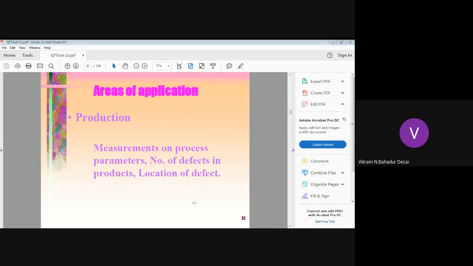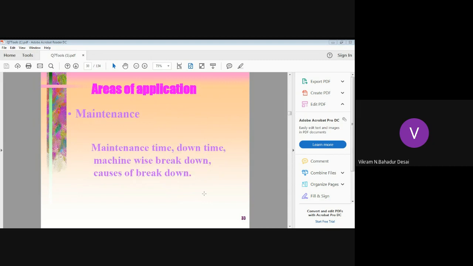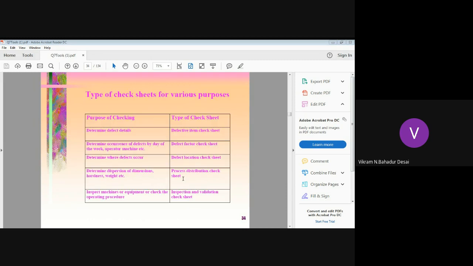Production: measurement of process parameters, number of defects in the product, location of the defect. Maintenance time, what is the maintenance time, downtime. So all these things you can record in the check sheet. Machine wise breakdown, causes of the breakdown. So, types of check sheets: type of check sheet for various purposes of checking. To determine the defects, defective item check sheet. These are different types of check sheets. We'll see one example.